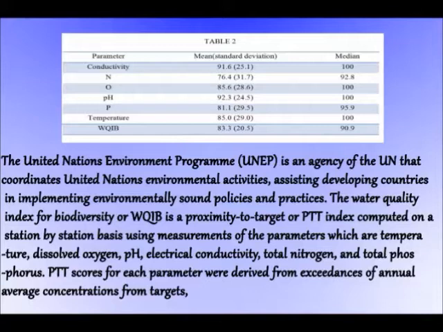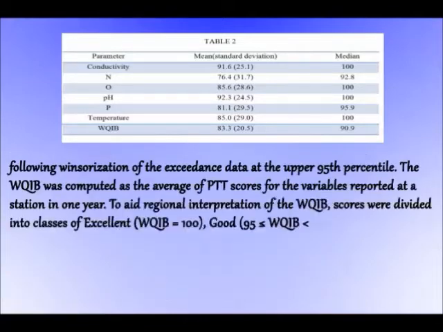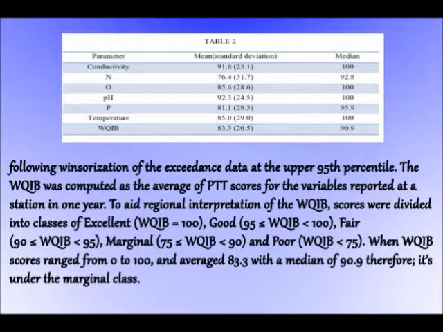PTT scores for each parameter were derived from exceedances of annual average concentrations from targets, following minimization of the exceedance data at the upper 95th percentile. The WQIB was computed as the average of PTT scores for the variables reported at a station in 1 year. To aid regional interpretation of the WQIB, scores were divided into classes of excellence.